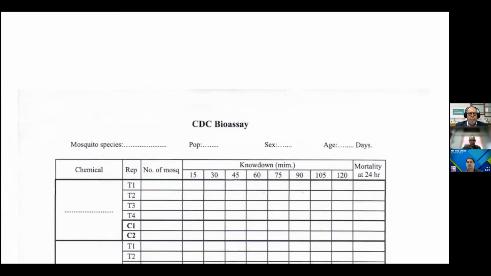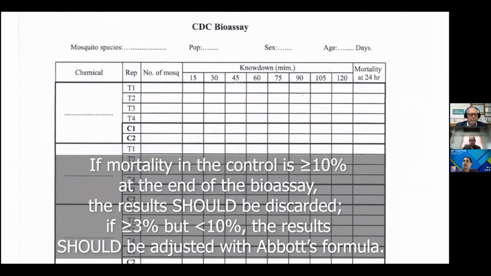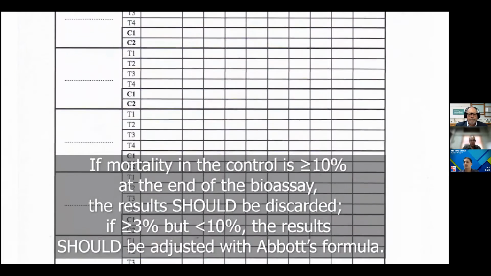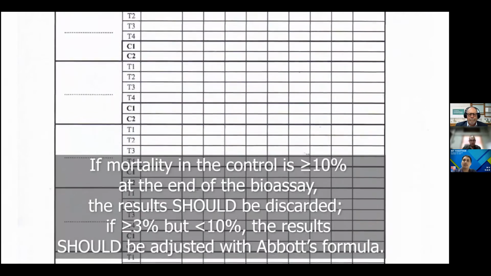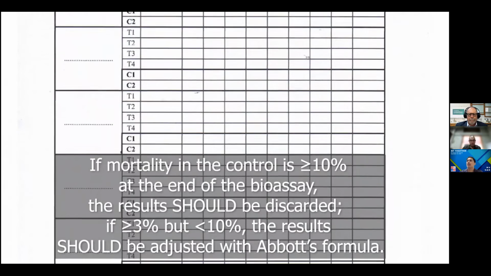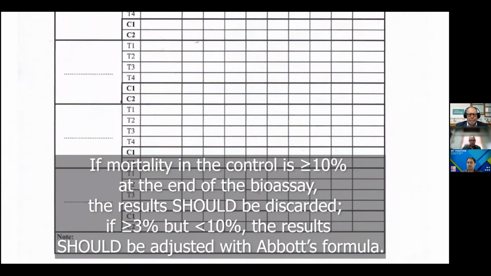Assess the mortality of mosquitoes in the control bottle after 2 hours. If mortality is between 3 to 10%, correct all mortality figures using Abbott's formula. If mortality is greater than 10%, then discard the results. You will have to redo the assay.